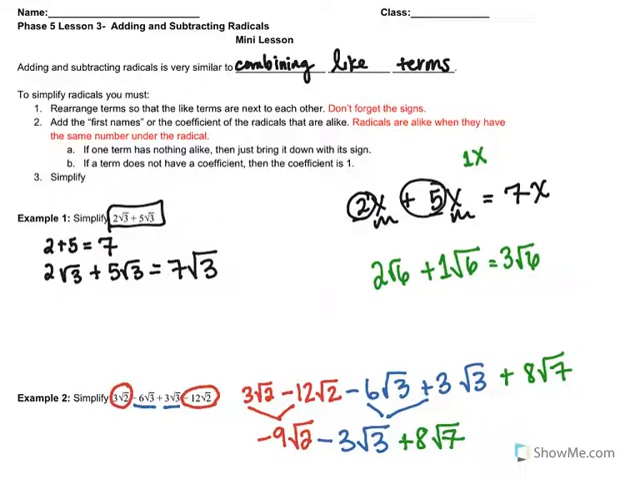So those are just some certain things you want to look out for when you're doing your task. Remember your negatives. Remember to show your work, whether that's in words or rearranging the terms to show what you're going to combine. And remember, if the radical has no number next to it, then there's a 1 there.